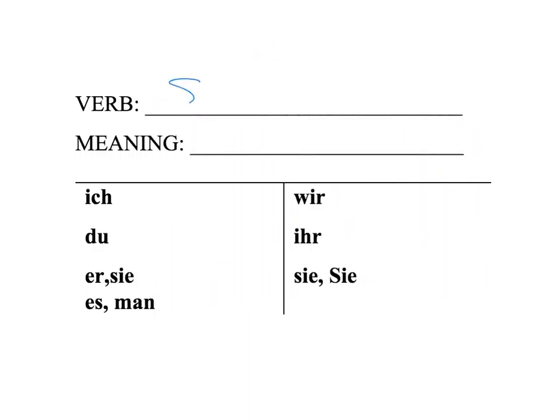Okay, next one. How would you say that word? Sollen. Good. Yeah, everybody. Sollen. Okay. And it means should. Like supposed to. You should do something.